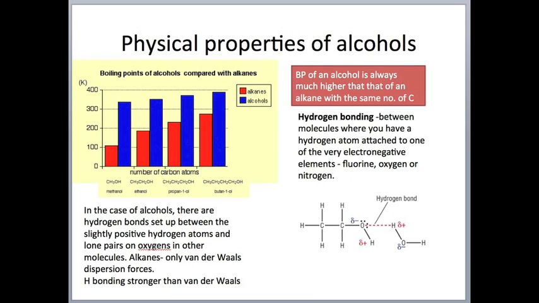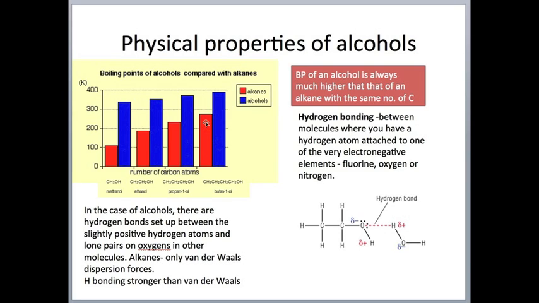Let's look at physical properties of alcohols. So here is a diagram which shows the boiling points of alcohols and compares them with alkanes that have the same number of carbons. So in this case, the first alcohol is methanol, and we also have methane. The blue bars represent alcohols and the red ones represent alkanes. And as we can see from the trend here, the boiling point of an alcohol is always much higher than that of an alkane with the same number of carbons. And this is because of hydrogen bonding.